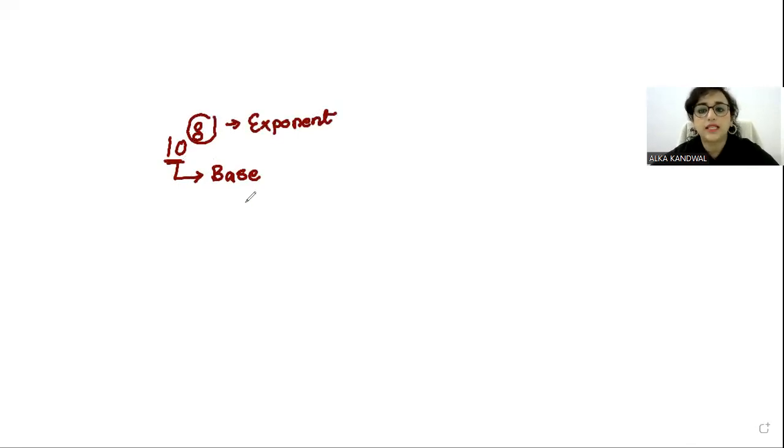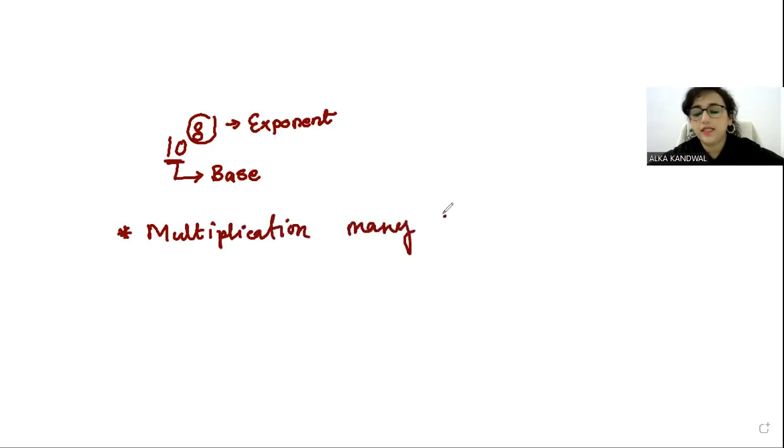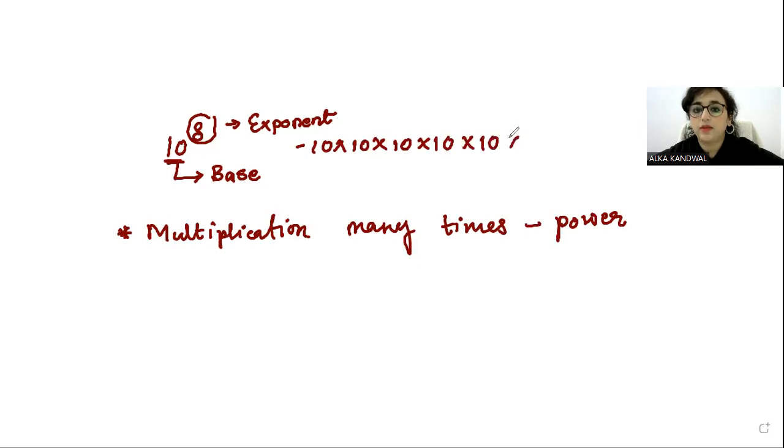And how will we calculate it? 10 into 10 into 10. What do we mean? Let me write one thing here, then you will get a clearer picture. Multiplication many times is called the power. Now, for example, we are talking about 10 to the power of 8. What does it mean? 10 multiplied by 10 multiplied by 10 multiplied by 10 multiplied by 10, 1, 2, 3, 4, 5, 6, 7 and 8. 10 to the power of 8. So, multiplication many times is the power.